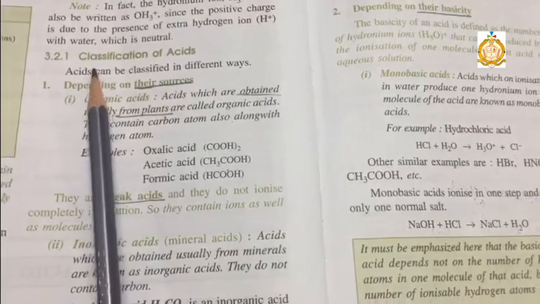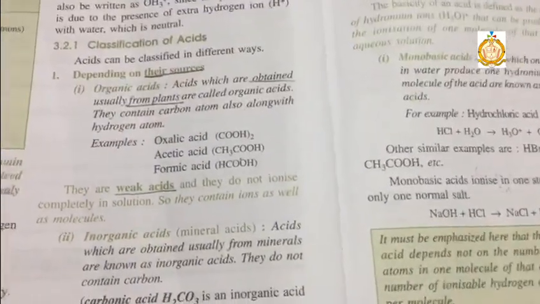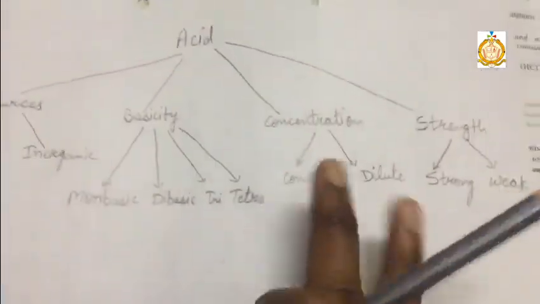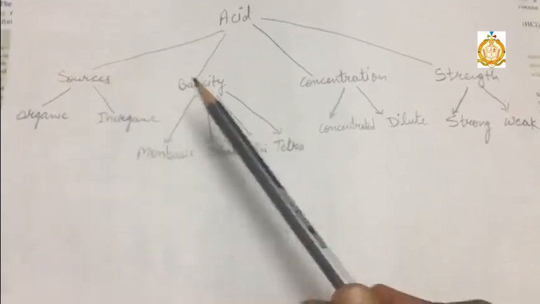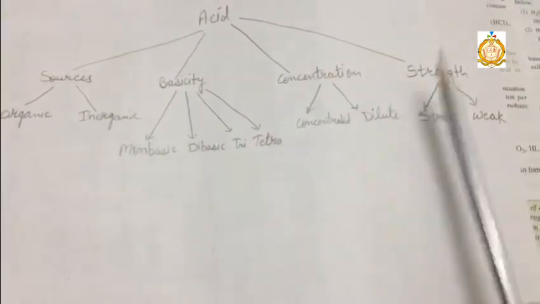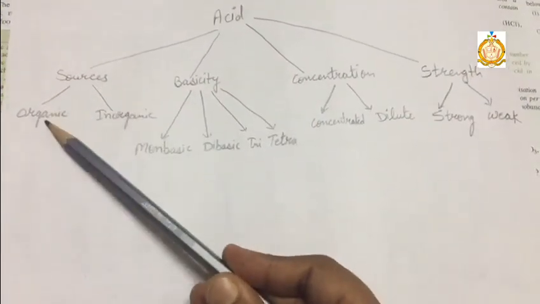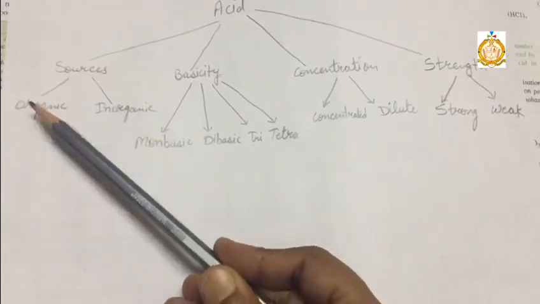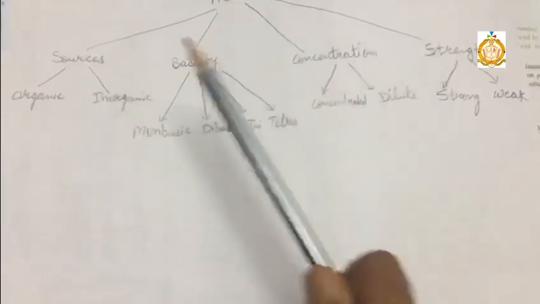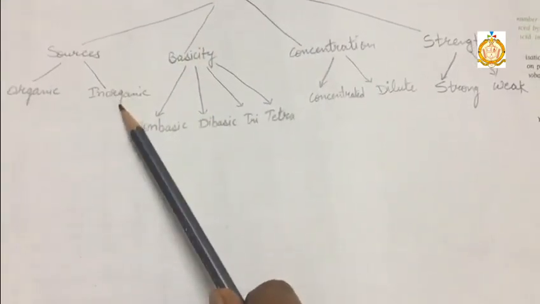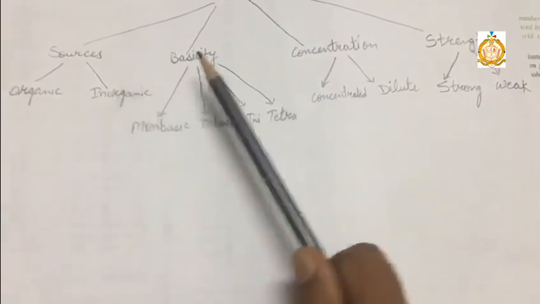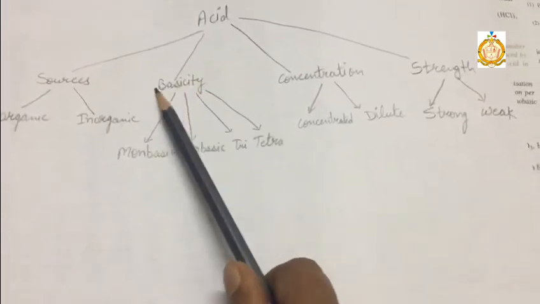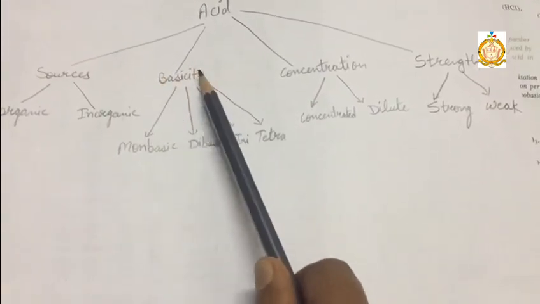Next is the classification of acids. Acids can be classified on the basis of sources, basicity, concentration, and strength. First, sources: organic acid and inorganic acid. Organic acids are those which are usually obtained from plants, and inorganic acids are those which are usually obtained from minerals. Next, acids are also categorized on the basis of basicity.